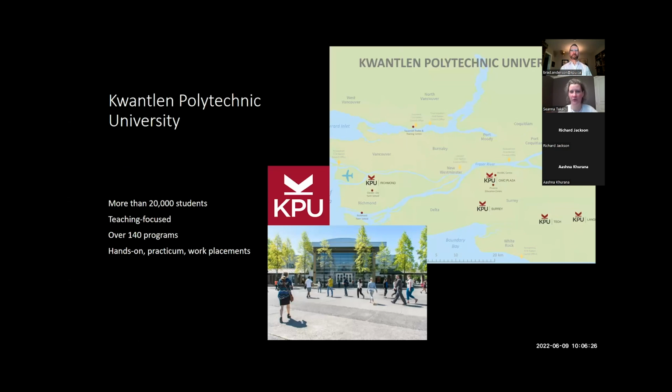So where is Kwantlen Polytechnic? You can see up on the screen, we actually have 5 campuses across the lower mainland of British Columbia, just outside of the Vancouver area. At KPU, we have more than 20,000 students. We are a teaching focused institution with over 140 programs.